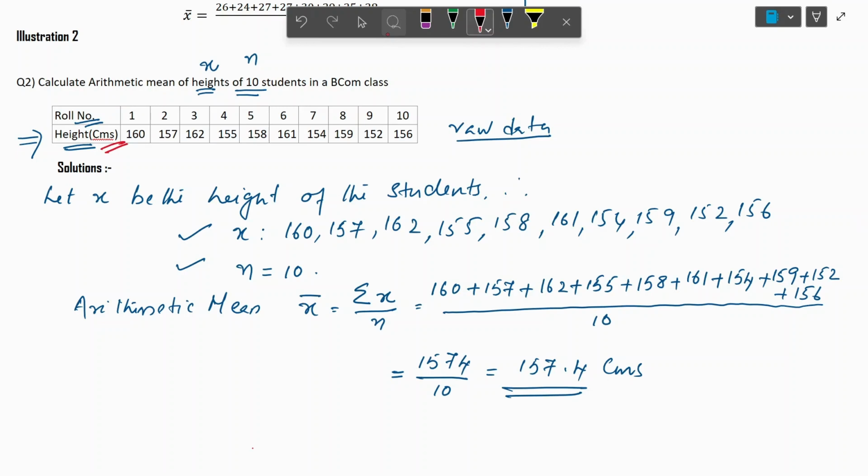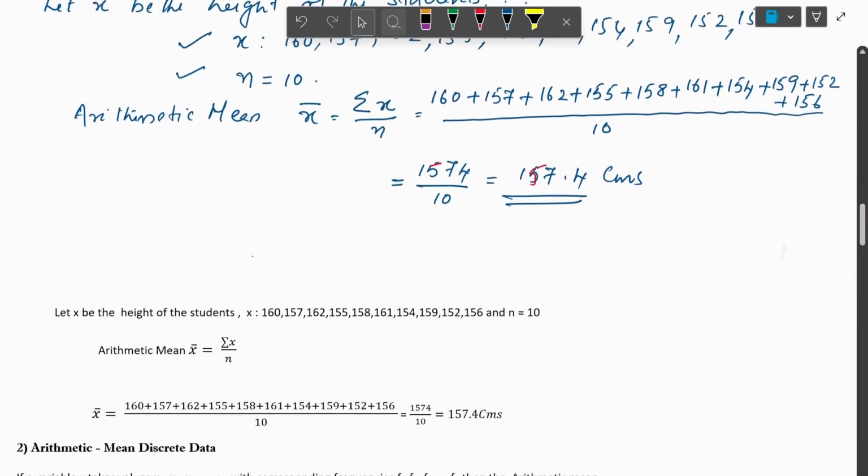Now use a calculator and add all these numbers, and you are getting the sum as 1574, that is 1574 divided by 10, that is equal to 157.4 centimeters. Therefore, these are the two examples for how to calculate arithmetic mean for raw data. Now next, the arithmetic mean for discrete data. How do you calculate arithmetic mean for discrete data?